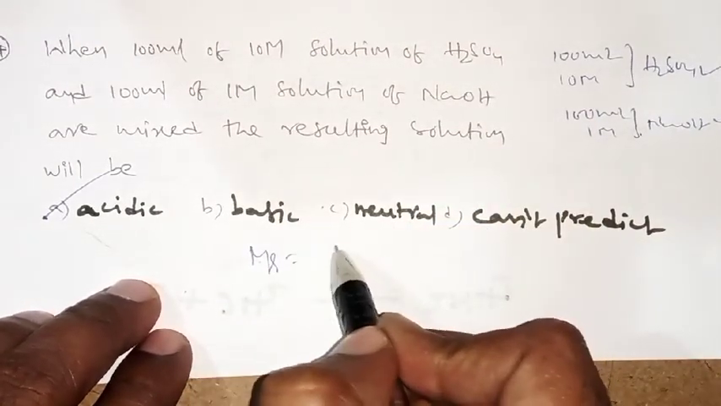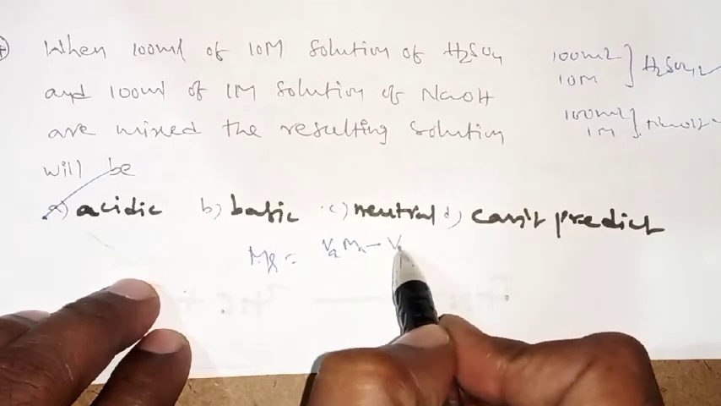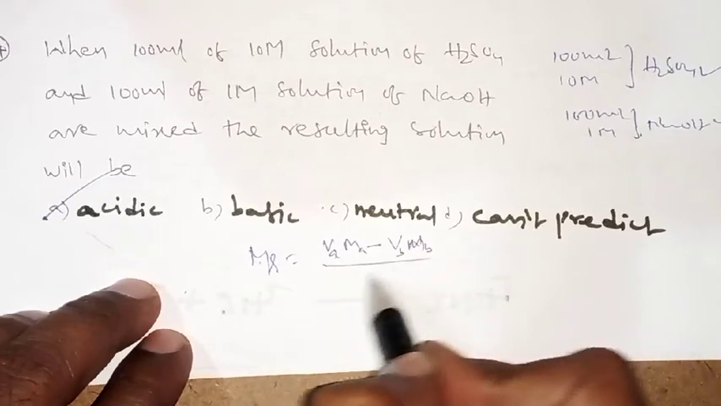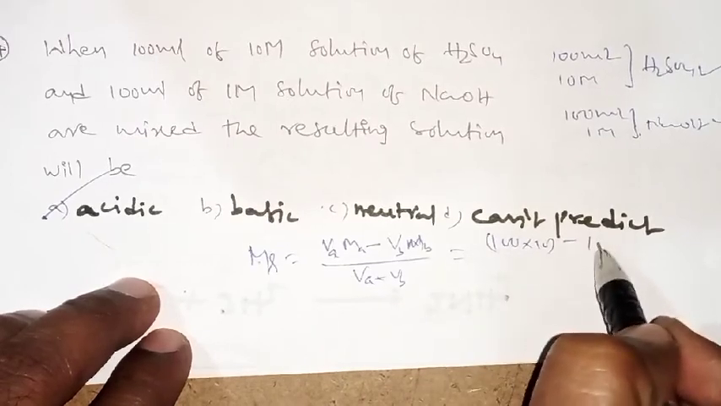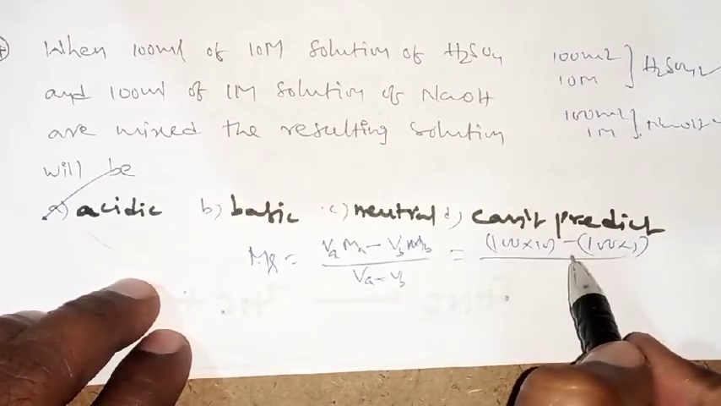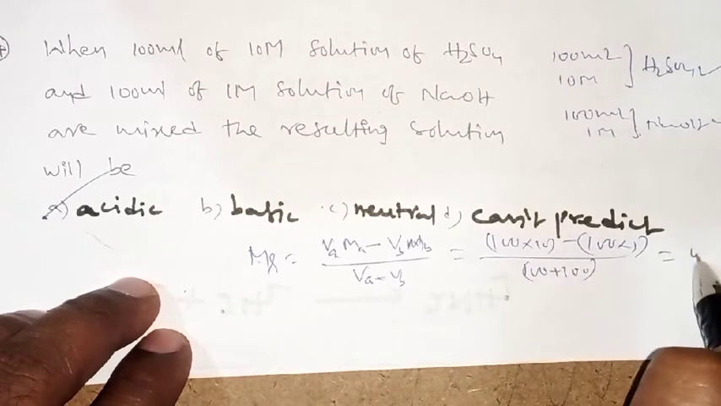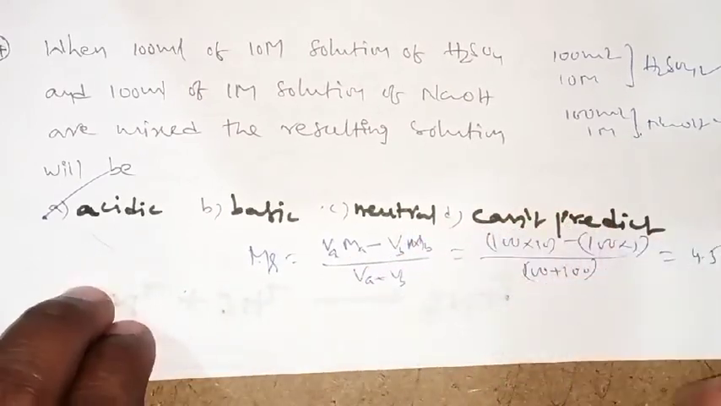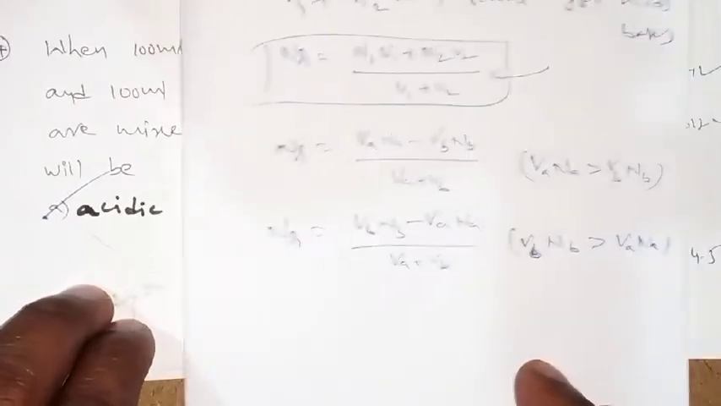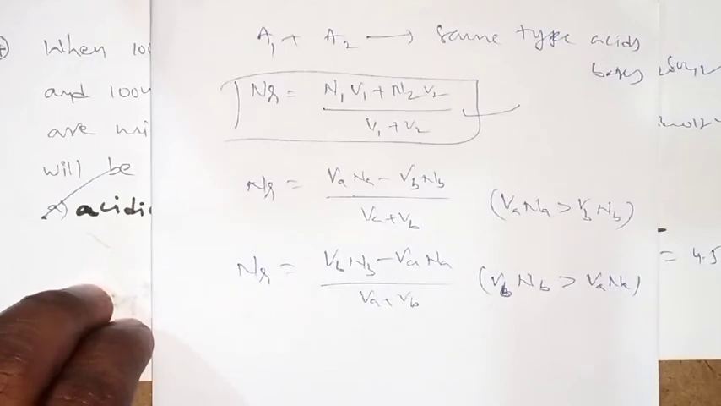Resultant equal to V1 VA or VA minus VB or VB. You can take VA plus VB. What will we get here? 100 into 10 minus 100 into 1 divided by 100 plus 100. So if you simplify, you will get 4.5. Okay. So by this concept, you can guess the resultant normality or molarity of acid mixed, base mixed and acid-base mixed.